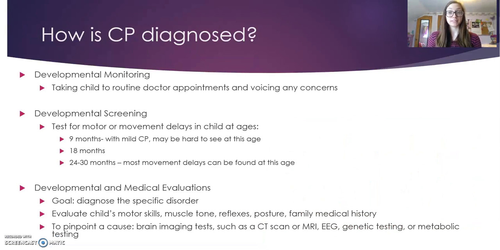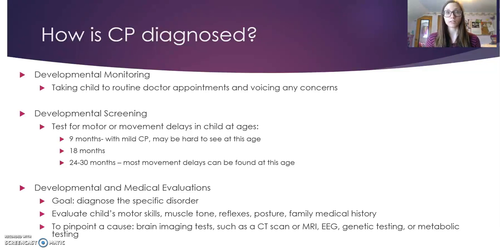And then how CP is diagnosed. So there are 3 main stages. The first one is developmental monitoring. So a parent takes their infant into the doctors for routine checkups, and this is where the parent can voice any concerns that they're seeing at home with motor or movement delays, and the doctor can observe these, and if they feel that the child needs some developmental screening, they can test for motor and movement delays at 9 months, 18 months, 24, and 30 months.